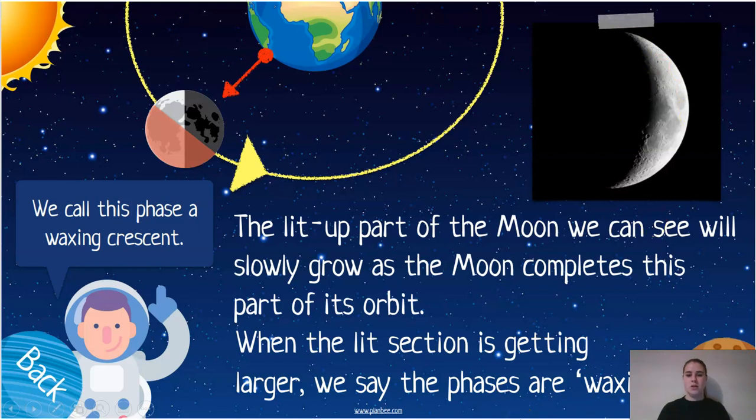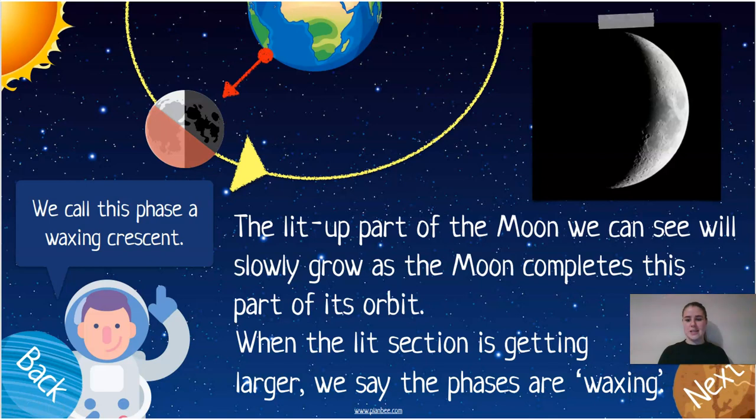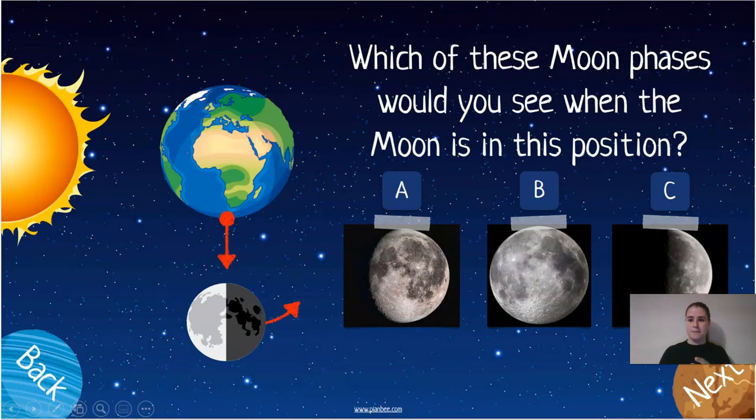So the lit up part of the moon slowly grows as the moon completes its part of the orbit. So we start to see more and more of it. Now, when this lit up section gets larger, we say the phases are waxing. Okay, so when it's waxing, it means that we're seeing more and more and more of the moon. Okay, lots of vocabulary to remember for today.